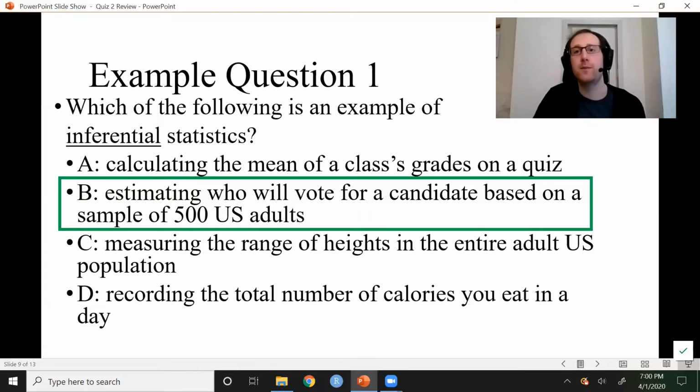All the other examples are examples of descriptive statistics, where we're trying to just understand something about our sample, so just describing the data that we have, or it is a population parameter, where we have all of the data available, for example, for all the days of eating calories or all of the heights of people in the US, in which case we're not making inferences about the population, we're just measuring what's in the population and describing it.